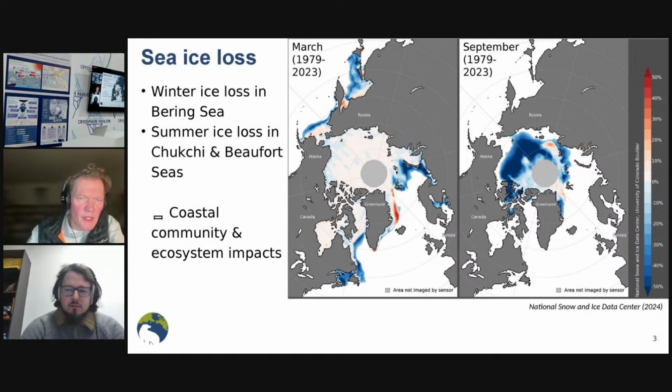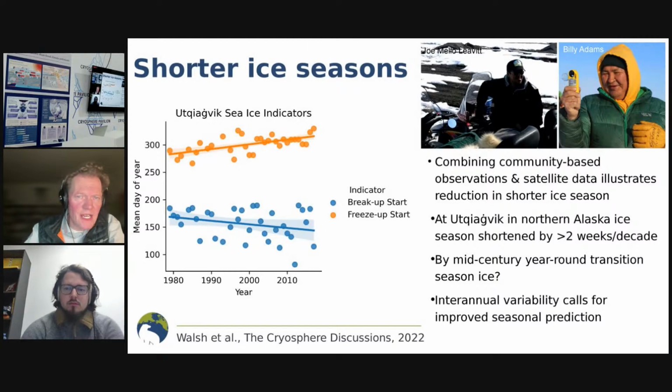Let's focus on the northernmost point here in Alaska, the community of Utqiagvik. I just got back from a trip there a couple of days ago. We're working closely with community experts, Inupiaq ice experts, Joe Levitt here, Billy Adams shown. They have collected observations over the past 15 to 20 years that look in particular at how sea ice hazards evolve in connection with human activities at the local scale.